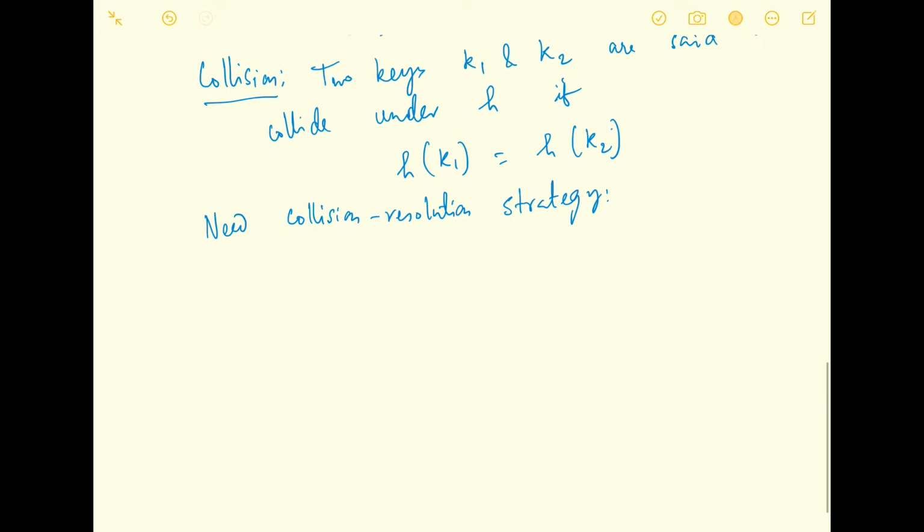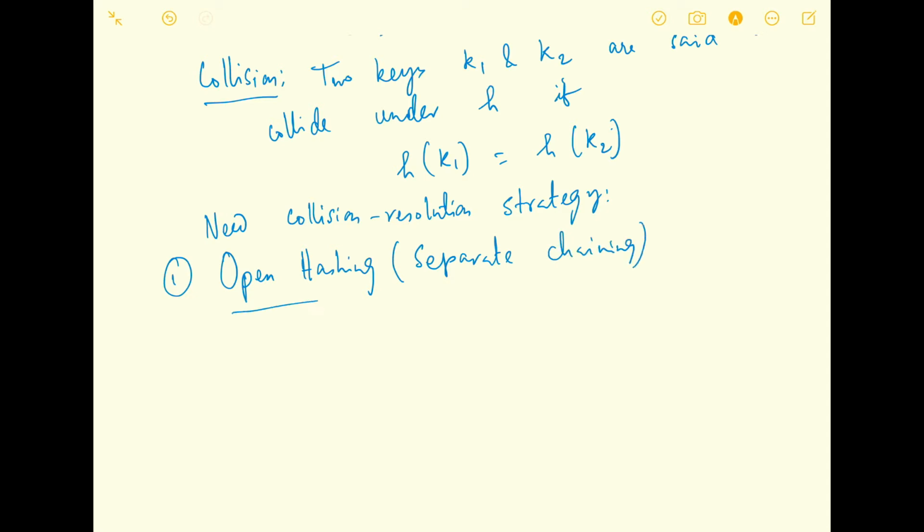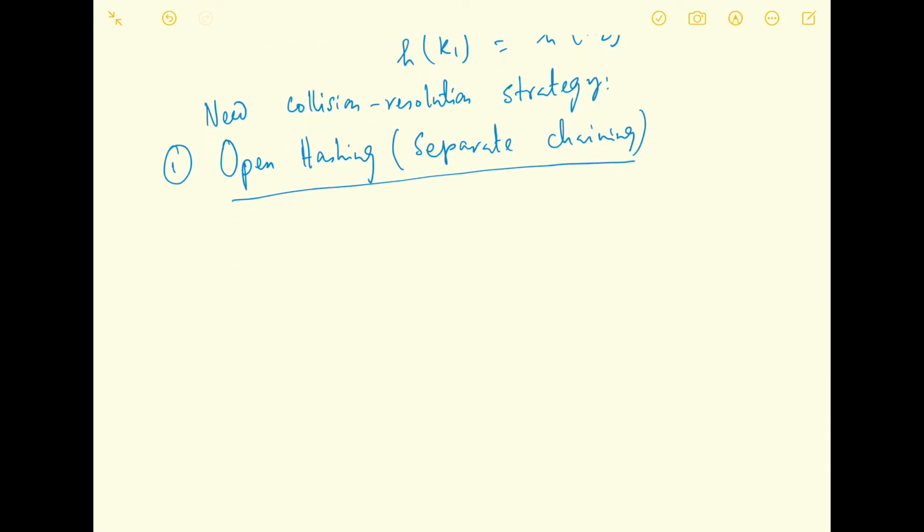So there are two prominent lines of thought here. First one is what is called open hashing, which is very simple. This is also called separate chaining. So what is it?